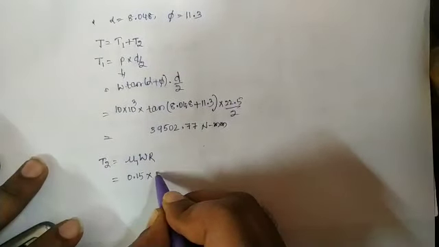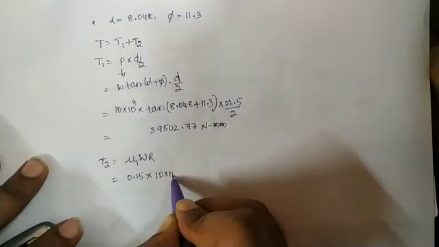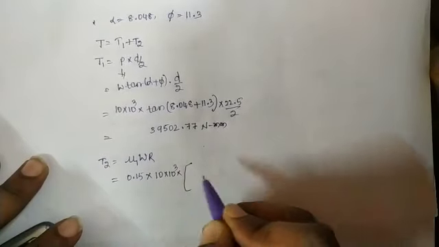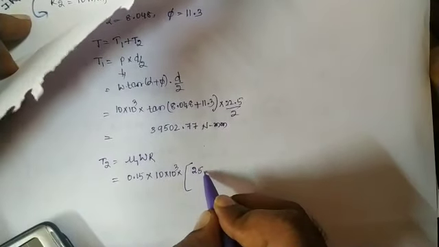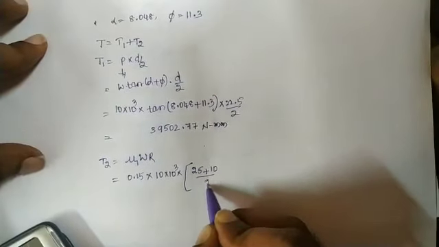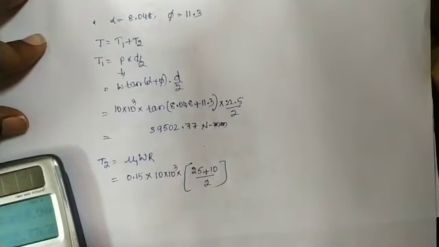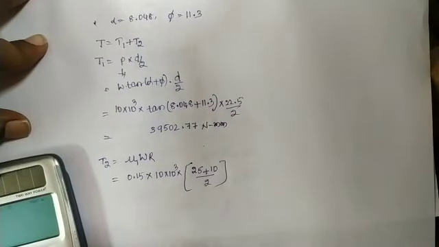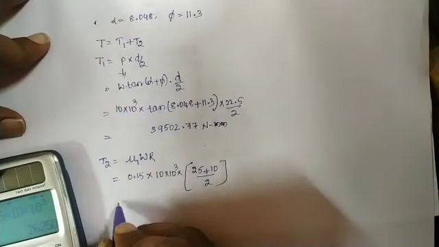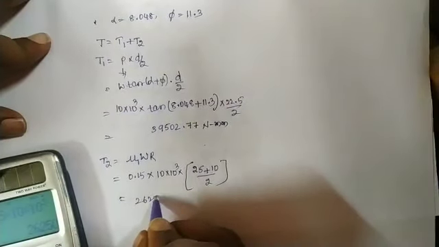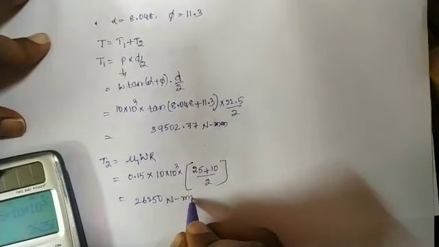Given in the question, load equal to 10 into 10 cube into R, that means R1 plus R2. So R1 equal to 25, then R2 equal to 10 by 2. 35 by 2 into 10 into 10 cube equal to 26,250 Newton mm.